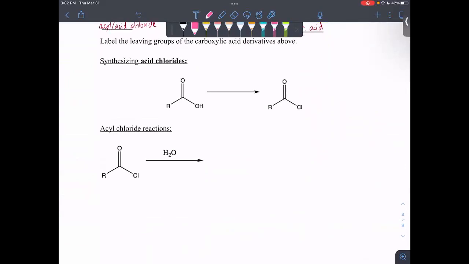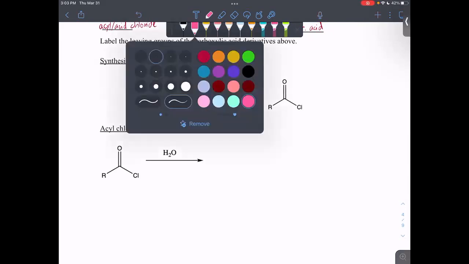All right, so going from carboxylic acid to acyl chloride, you use what? You use SOCl2. You can use PCl5, but SOCl2 is more loved by Dr. Roche.